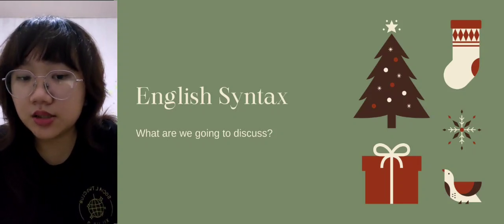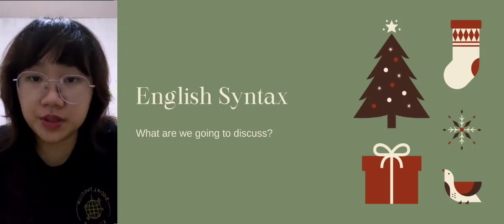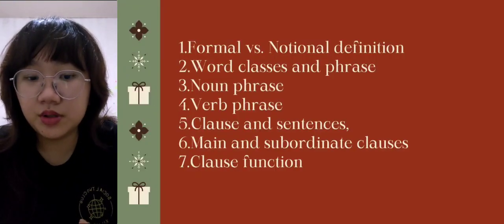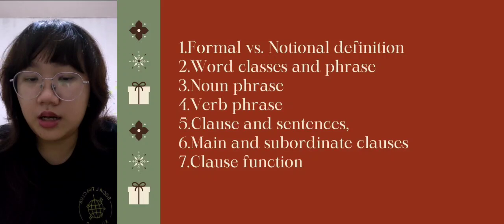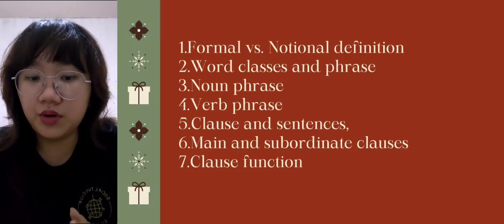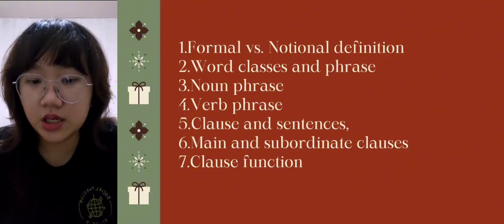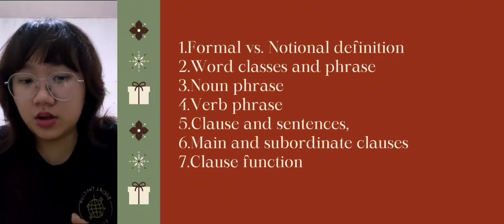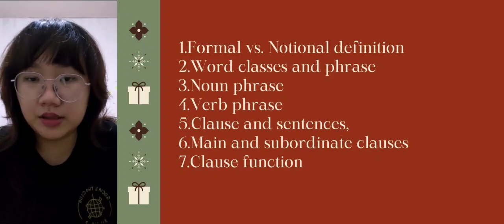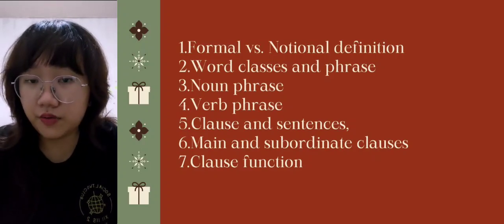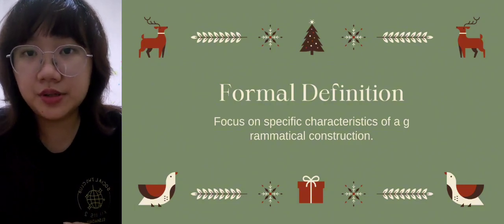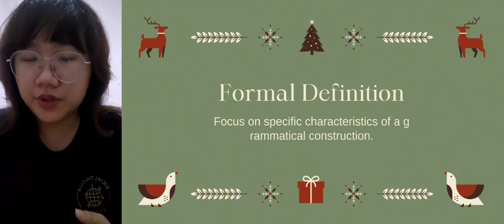In English syntax, we have several things that are going to be discussed as well. The first one is formal versus notional definition. And then the second one, word classes and phrase, which consists of noun phrase and verb phrase. The third one is clause and sentences, which consists of main and subordinate clauses, and then the clause function. We are going to discuss formal definitions first. So what is a formal definition?